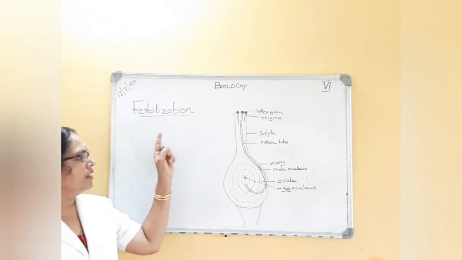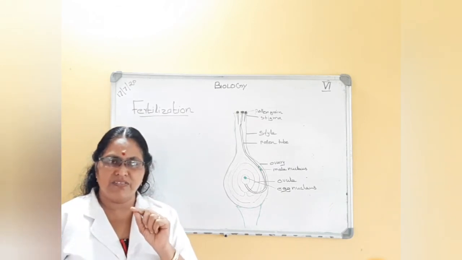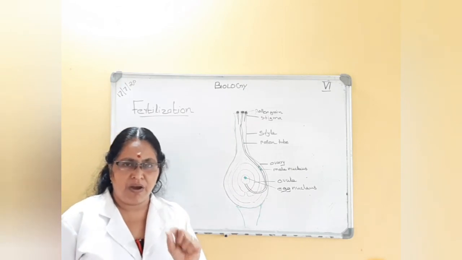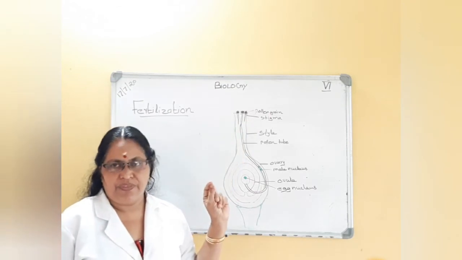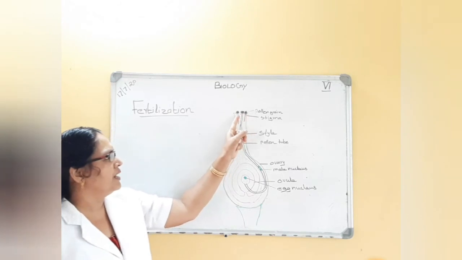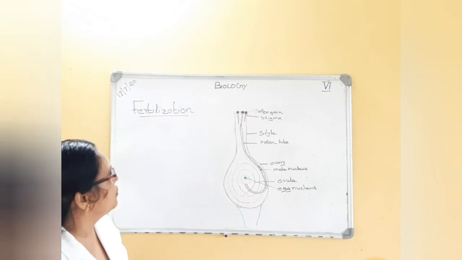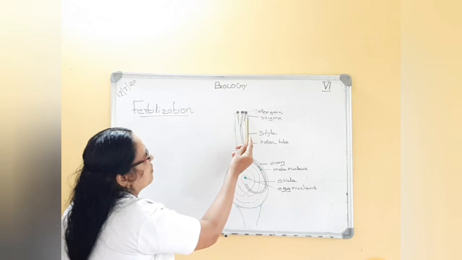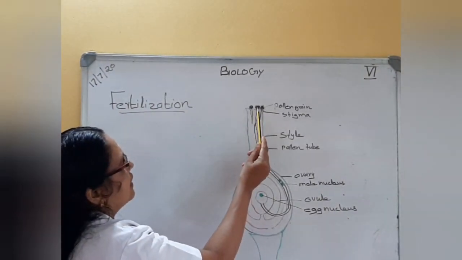So here, just now you learned that the pollen grains fall on the stigma of the flower. After the pollen grains fall on the stigma of the flower, they start to germinate, forming a pollen tube. Here you can see three pollen grains fall on the stigma of the flower. This is the stigma. Here you can see the pollen grains.